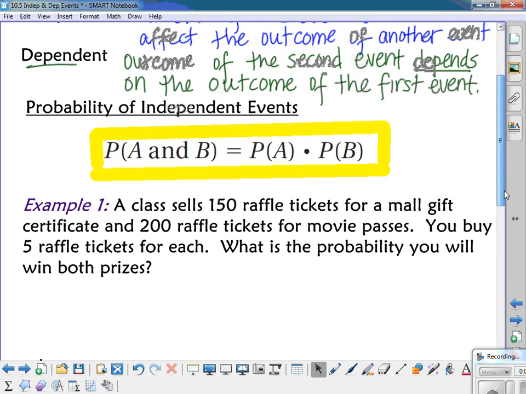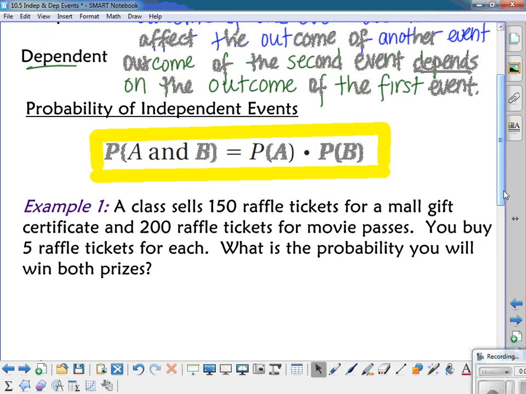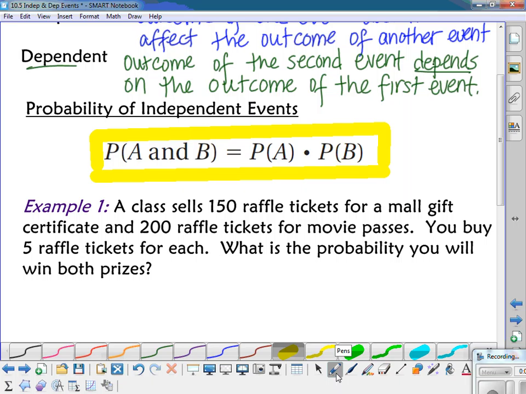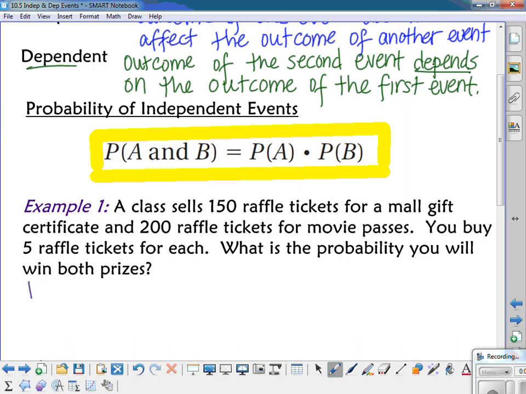All right, so a class sells 150 raffle tickets for a mall gift certificate and 200 raffle tickets for movie passes. You buy 5 raffle tickets for each. What is the probability that you will win both prizes? So I'm going to figure out the probability for each of them and then multiply them together. So the probability that you're going to win the mall gift certificate.